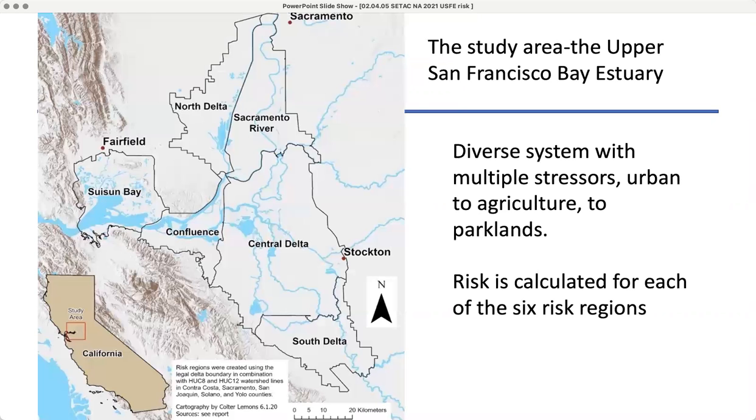Our study area is actually the Sacramento Bay Estuary. We have 6 regions that we've broken this estuary into, from Suisun Bay, where it's a lot saltier, and then places up in the Sacramento River in the Delta, where it's mostly fresh water. But 70% of potable water in California actually goes through this particular region. It's a very diverse system: urban, agriculture, military bases, parklands, large cities, the capital of California. We calculate risk for each one of these regions, and you'll see that in just a bit.